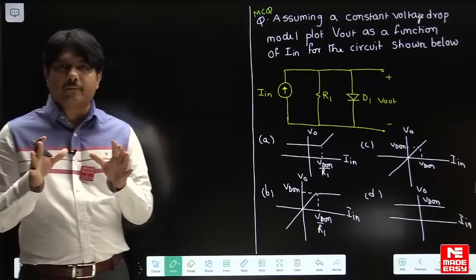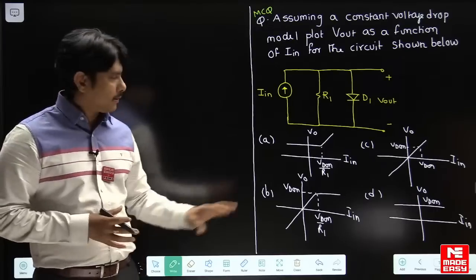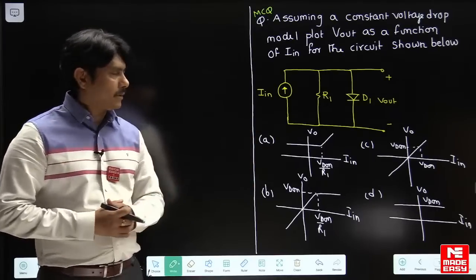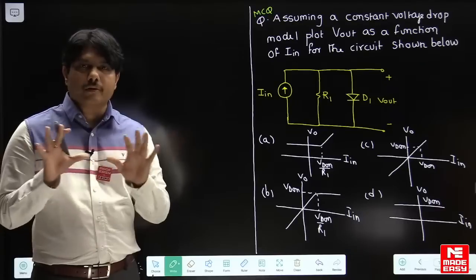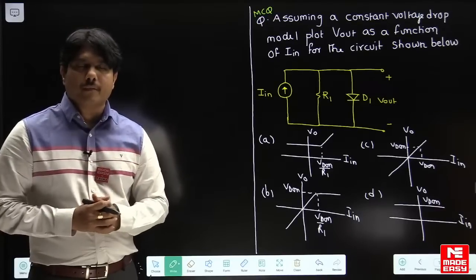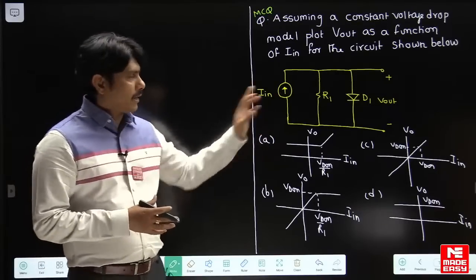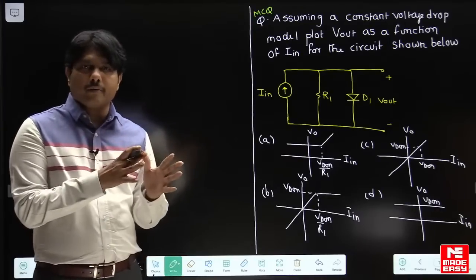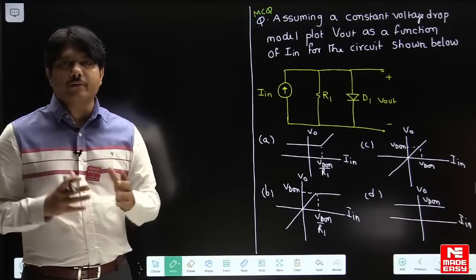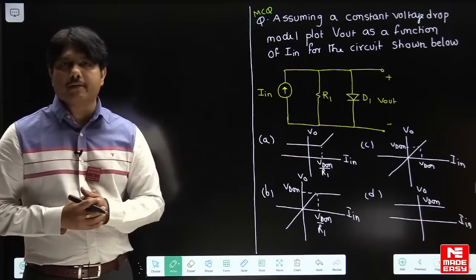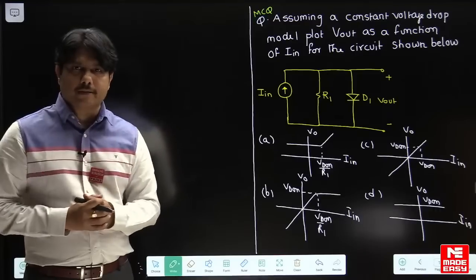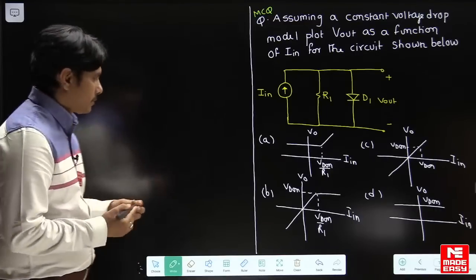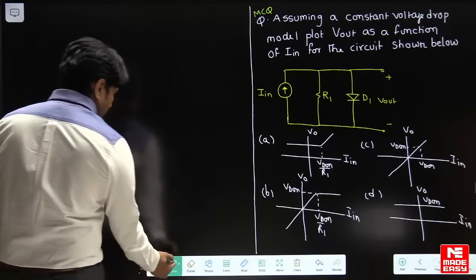The main method which we use for clipper questions, I think this is a clipper question, perfectly if you see, it is a clipper question. So, you should not get tension on clipper questions. The only thing is we must know the diode status, when it will be on, when it will be off. To find that we have the best method called the open circuit test method. Let me simply use that technique to finish this problem.